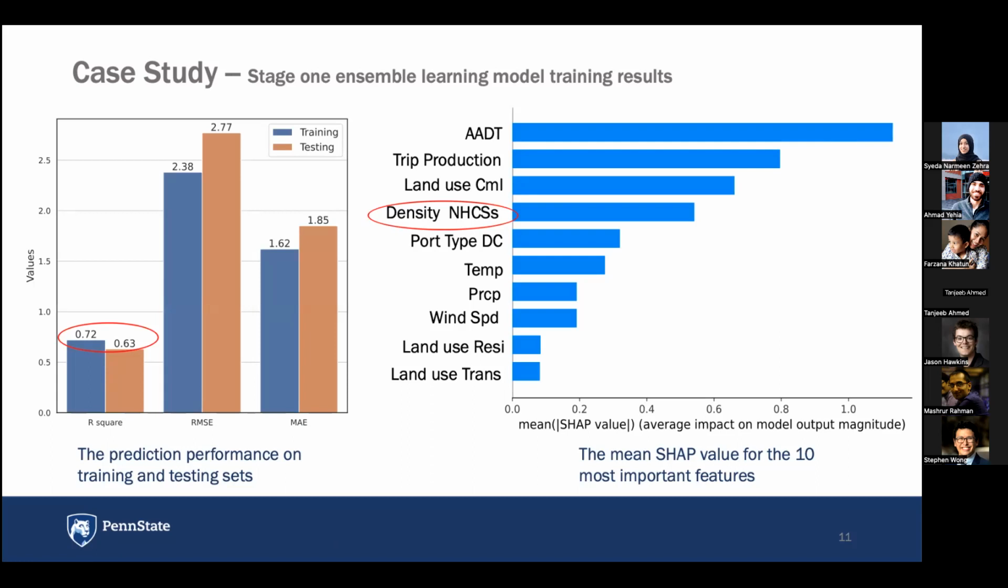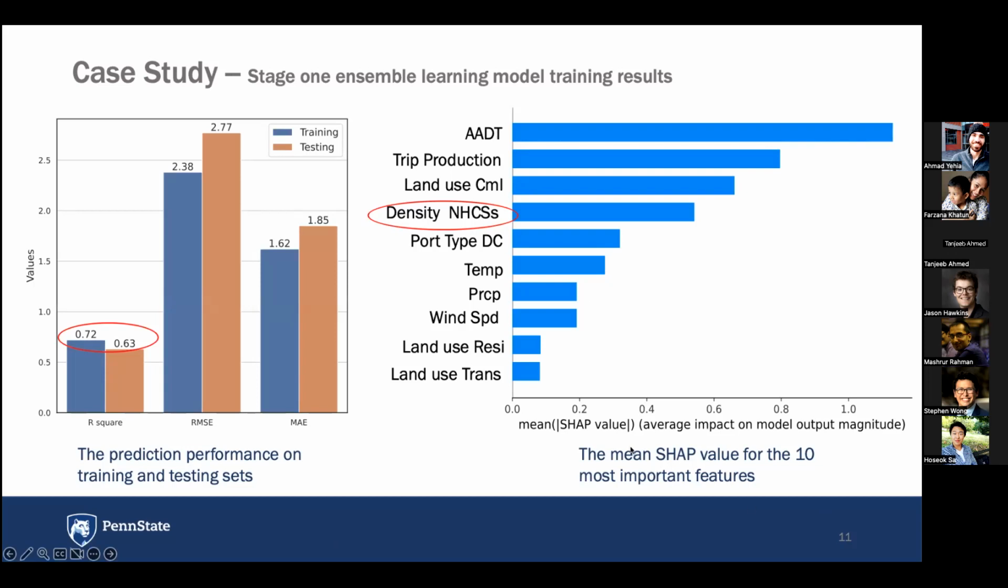And the top 10 most important features with the largest importance value is given in the right figure, with the x-axis being the importance value measured by the mean SHAP value, which is the average impact of a specific feature on the modeling output. And the y-axis is the top 10 most important features. We can find that the 2 most important features are all traffic related: nearby traffic AADT and trip production. The density of charging stations in one zip code area, NHCS, ranks the 4th, which validates that the charging station usage can be affected by the density of charging stations in the same zip code area.